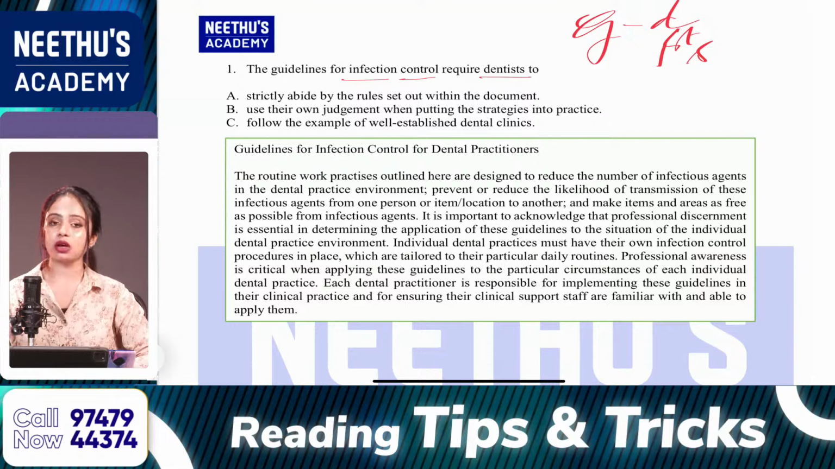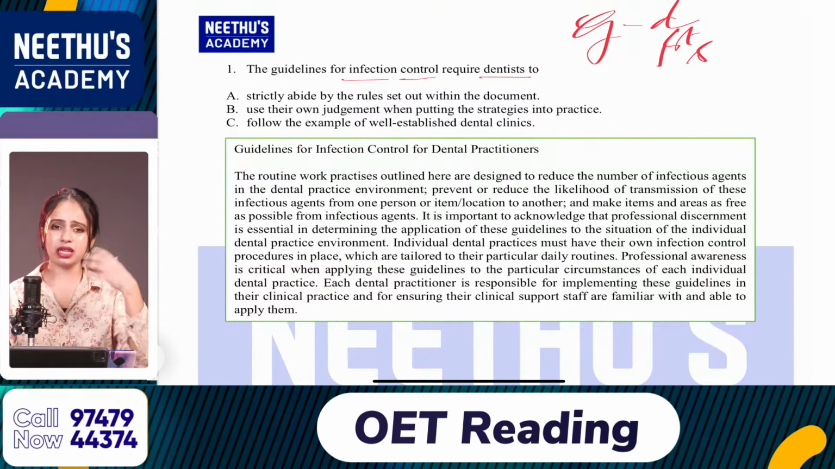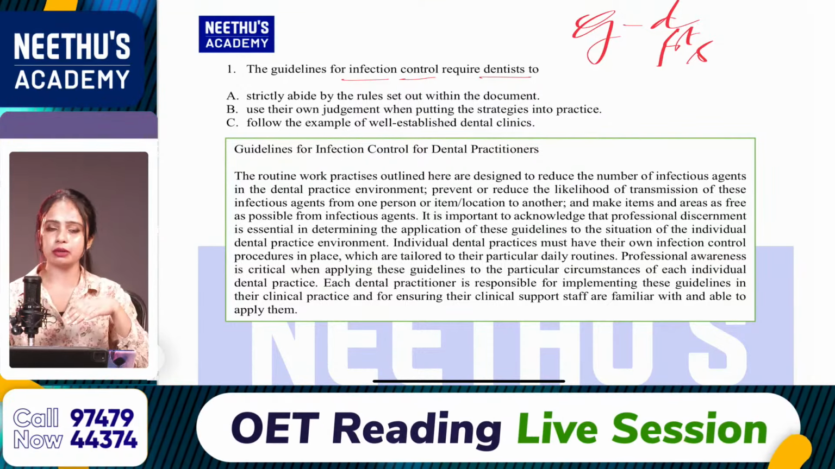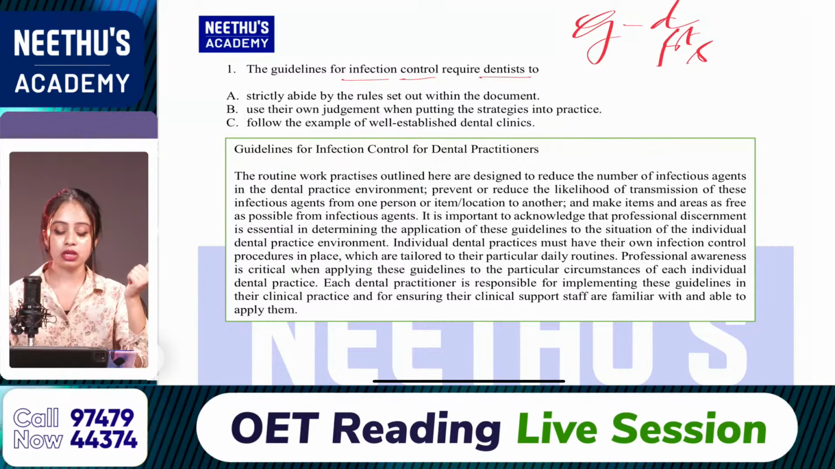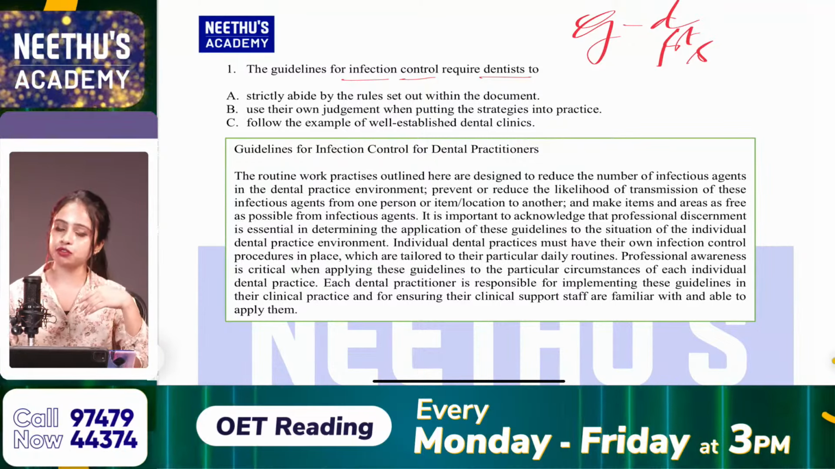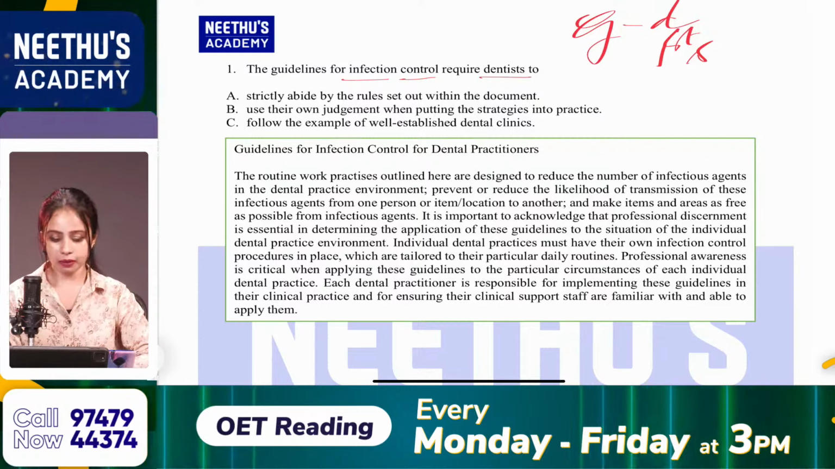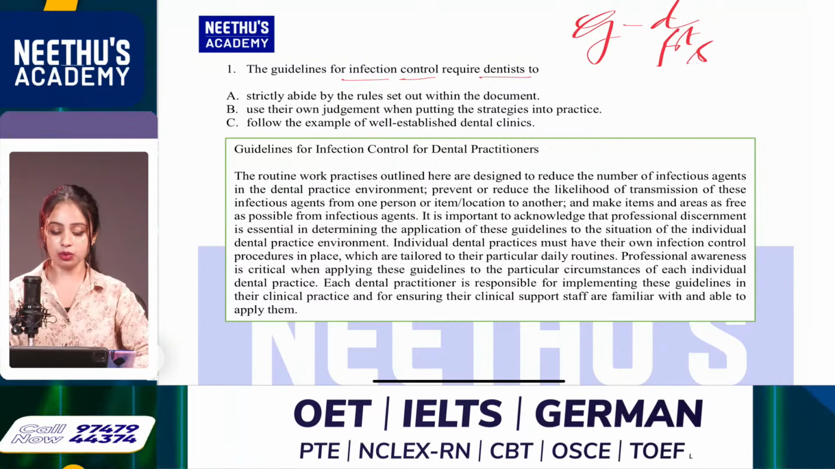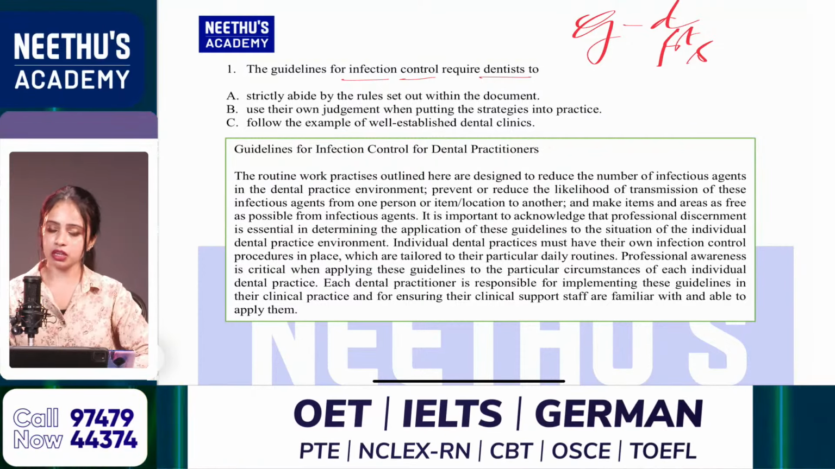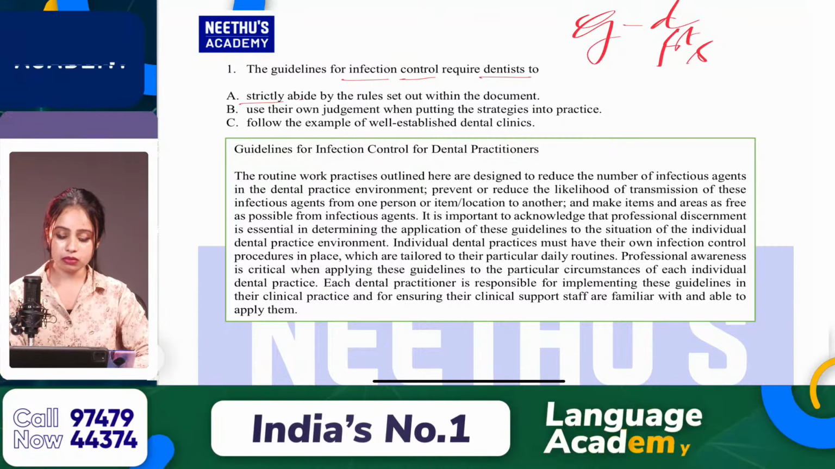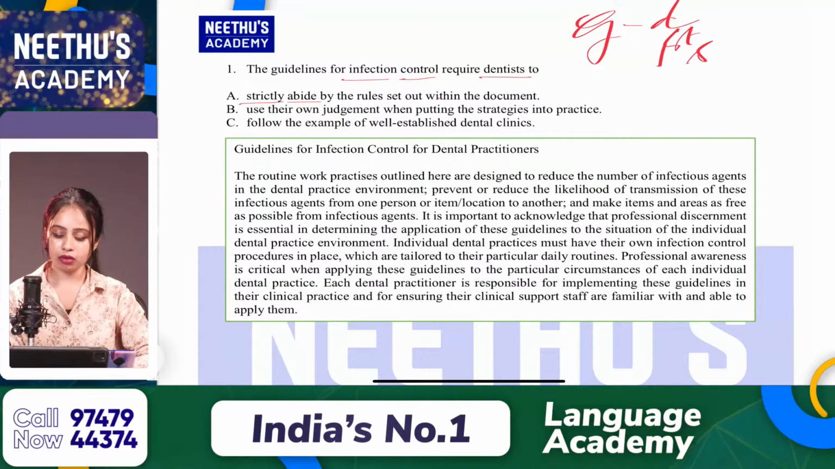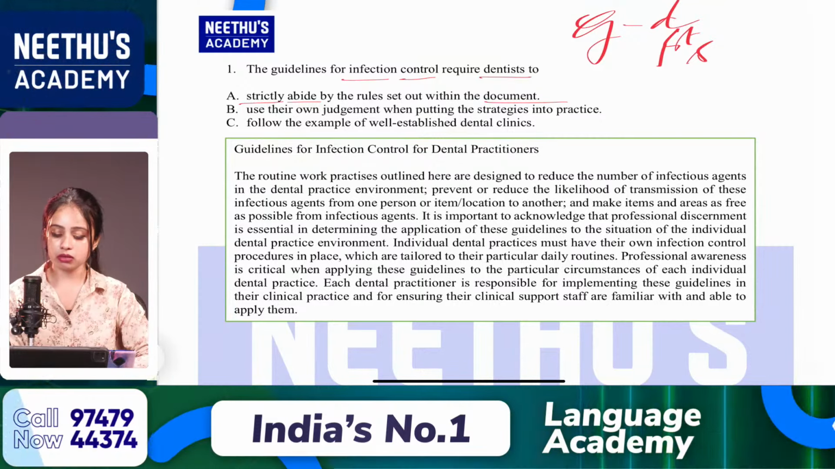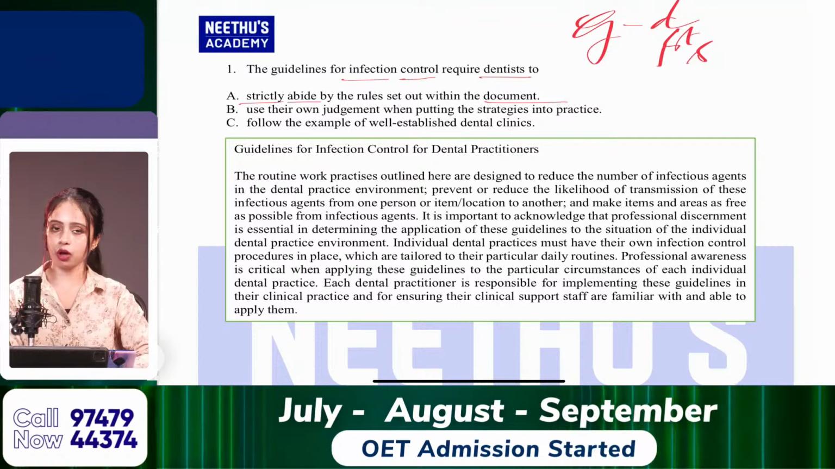Then option A. Either you can read the options first or you can directly move to the paragraph first. It's up to you. I'm just reading the options first, then I'll move to the paragraph. So option A: strictly abide by the rules set out within the document. My keywords from option A are strictly, abide, document.